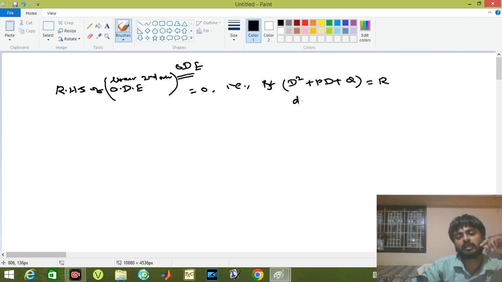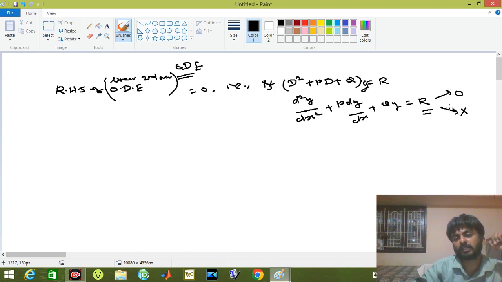It can be written as d square y by dx square plus p dy by dx plus qy equal to r. These r may be either 0 or a function of x. So we have already discussed what will be the solution of y when r equal to 0. When r equal to 0, your solution is y equal to complementary function.